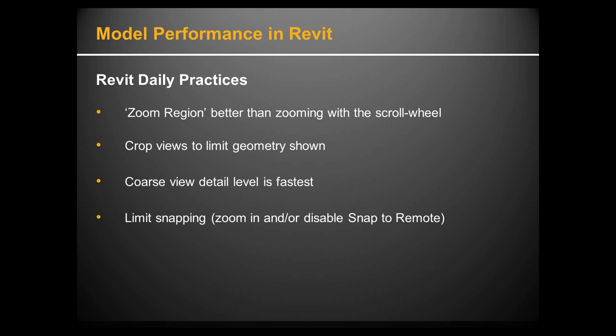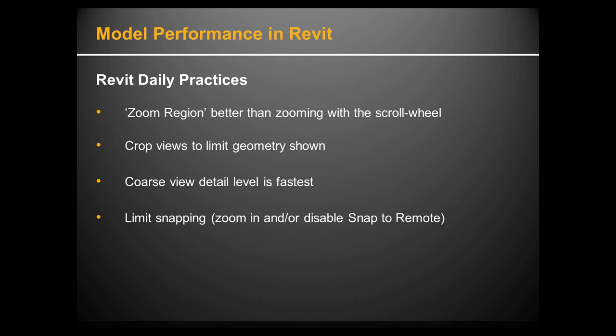Okay. Some just daily practices, some really quick things. When you're in Revit, you've probably gotten used to scrolling with the scroll wheel. In a smaller file, you won't even notice the difference. In a bigger file, every time you click the wheel, it starts to regenerate. So if you can do a zoom region, which is ZR if you're a keyboard person, and then just do a window around the area you want to zoom into, that works better. It only has to regenerate once.